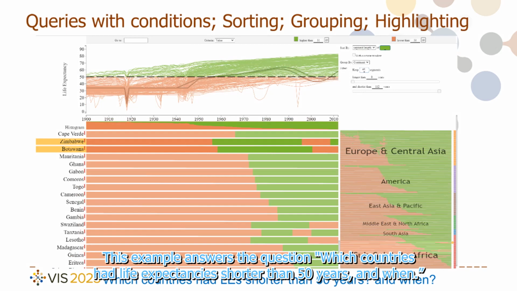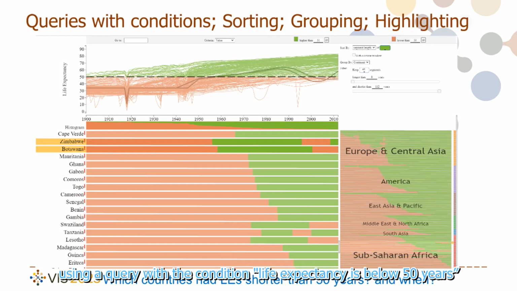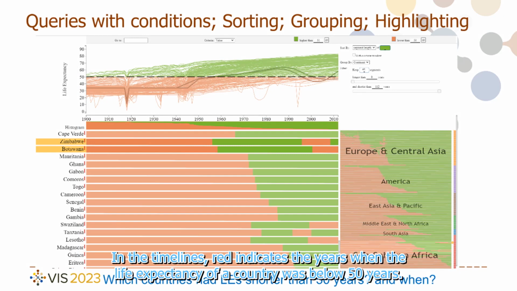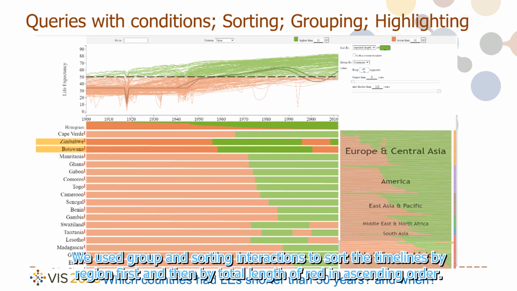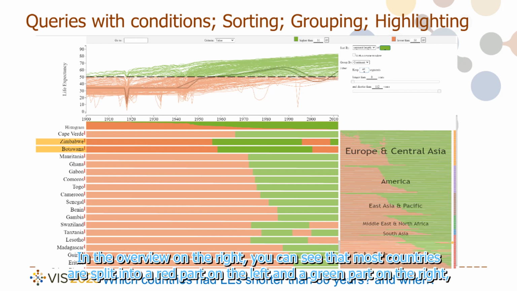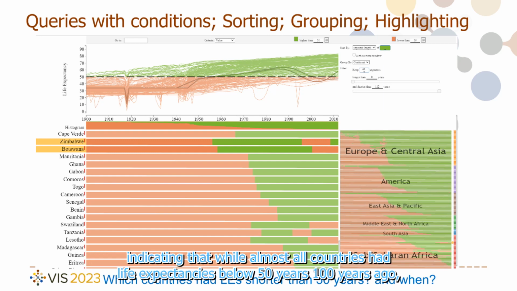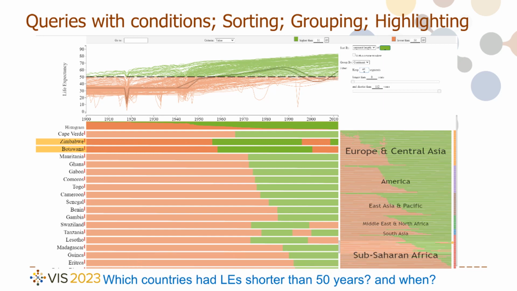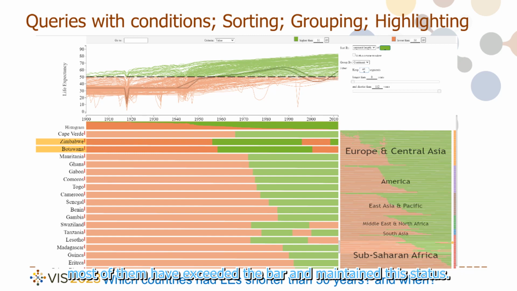This example answers the question which countries had life expectancies shorter than 50 years, and when. Using a query with the condition life expectancy is below 50 years. In the timelines, red indicates the years when the life expectancy of a country was below 50 years. We used group and sorting interactions to sort the timelines by region first and then by total length of red in ascending order. In the overview on the right, you can see that most countries are split into a red part on the left and a green part on the right, indicating that while almost all countries had life expectancies below 50 years 100 years ago, most of them have exceeded the bar and maintained the status.